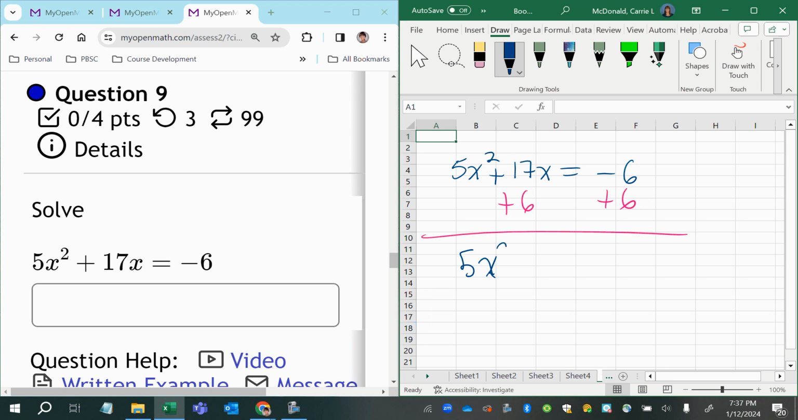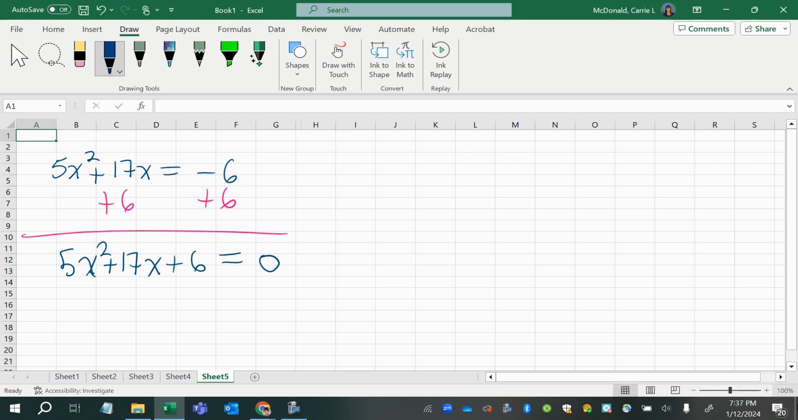And then I'm going to make sure to write my terms in order by degree, meaning that the powers on the x's go down largest to smallest. And now I'm ready to start trying to factor that. And I'm going to use the AC method. A would be 5 here, C would be 6. So A times C, 5 times 6 is 30.